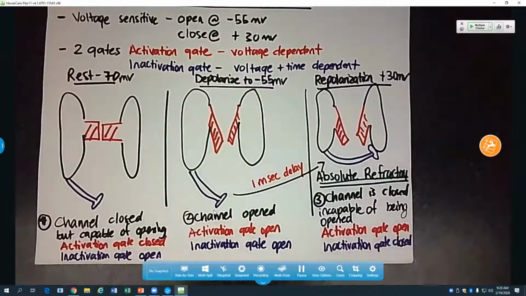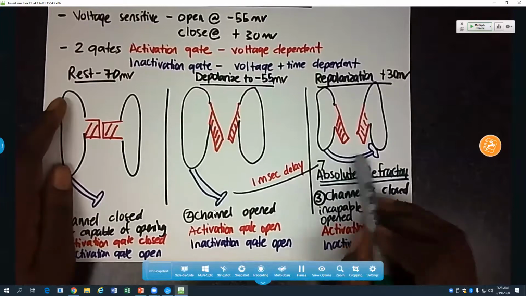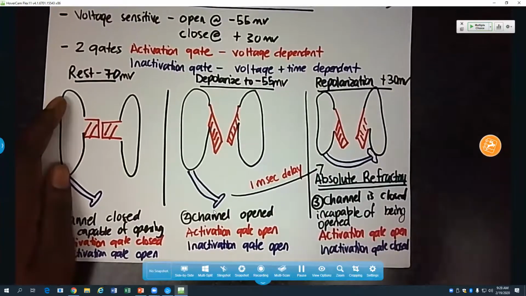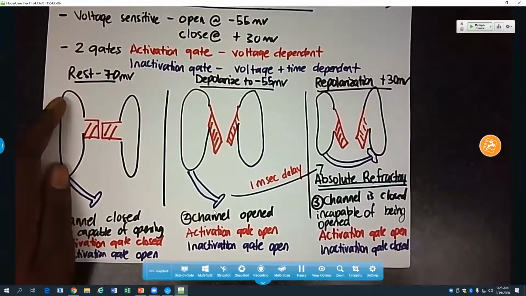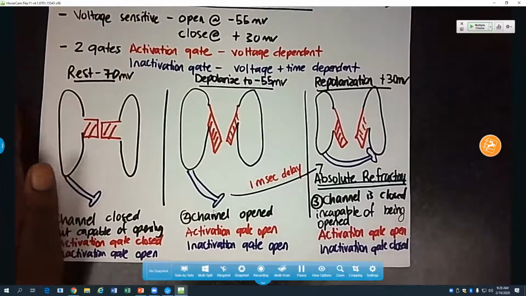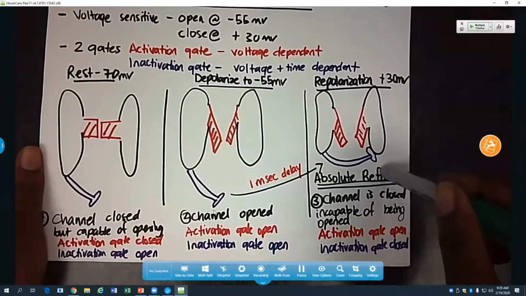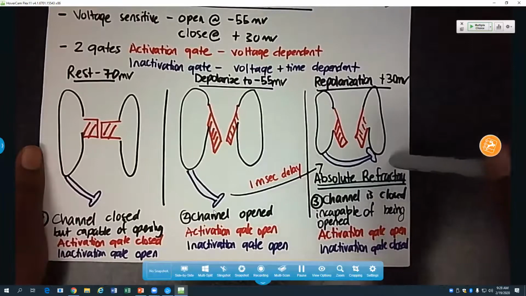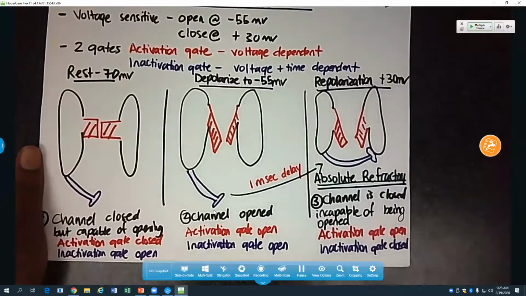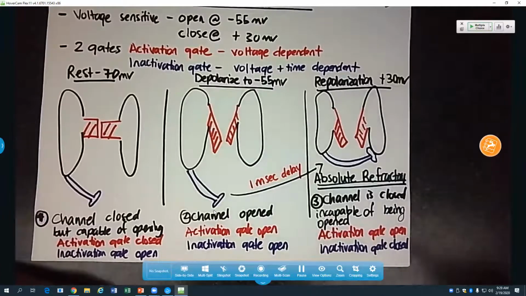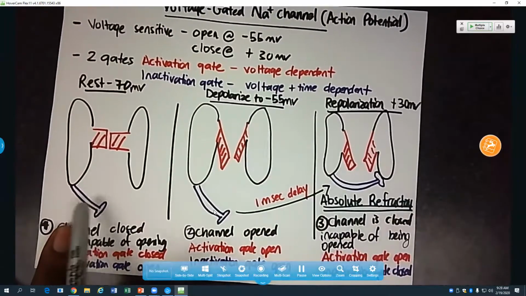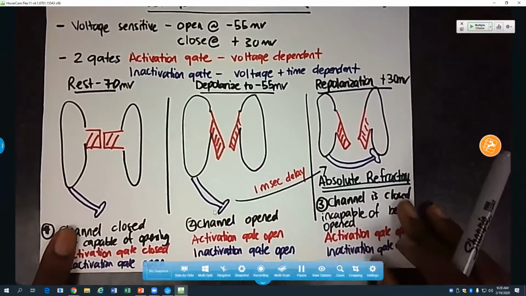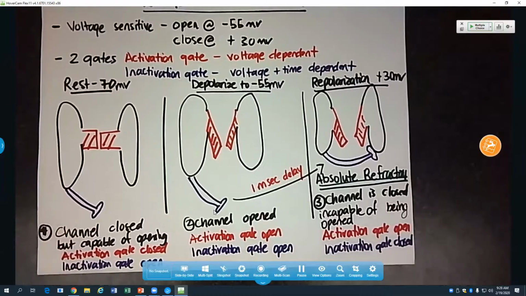Okay, really, really important. So the absolute refractory period means that there is a closure of this inactivation gate. So even if we had depolarizing stimuli, even if we had graded potentials, because of this incapable of being opened state, we cannot physically fire another action potential until we get back over here to rest. Okay? And we'll go on to describe that a little bit further today. All right, so let's proceed.